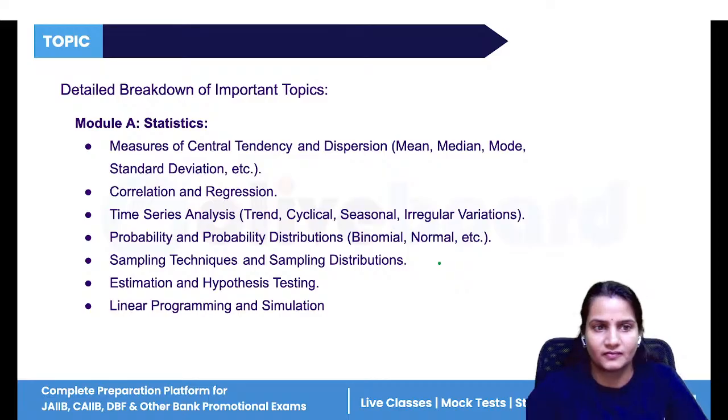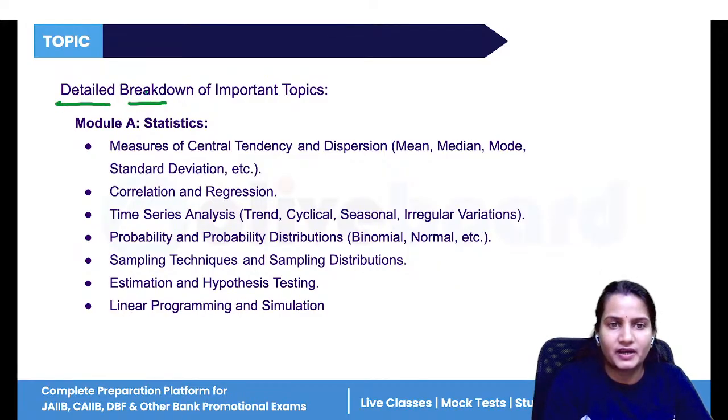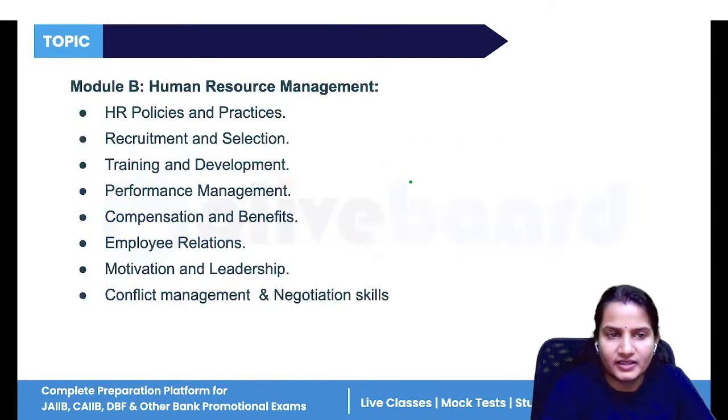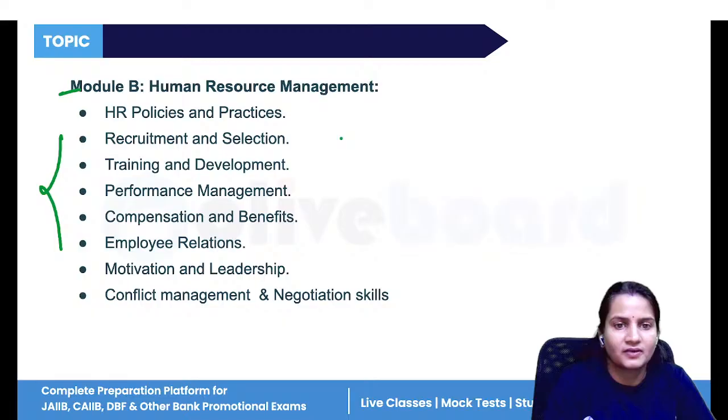Now, some more detailed breakdown of the topics. In statistics, there is mean, median, mode. Then time series analysis, where we have seasonal, cyclical, trend, and binomial, normal, Poisson distribution. So these are some more topics, insights of the different modules.